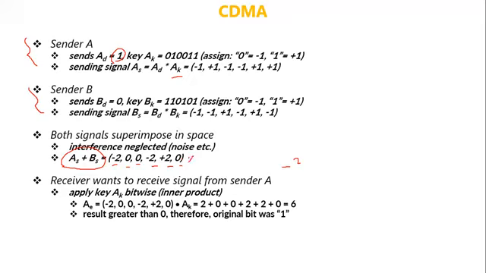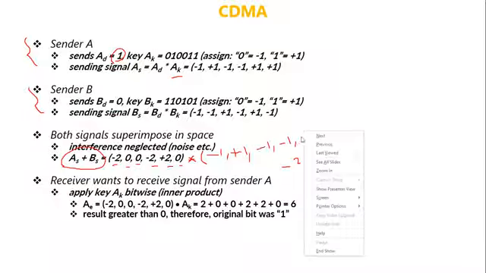With that you will multiply A's key. A's key is -1, +1, -1, -1, +1 and +1. So if you multiply this with A's key, what will we get?